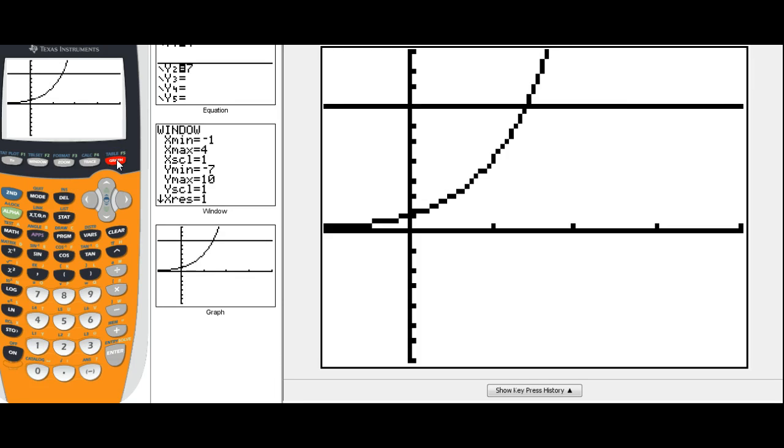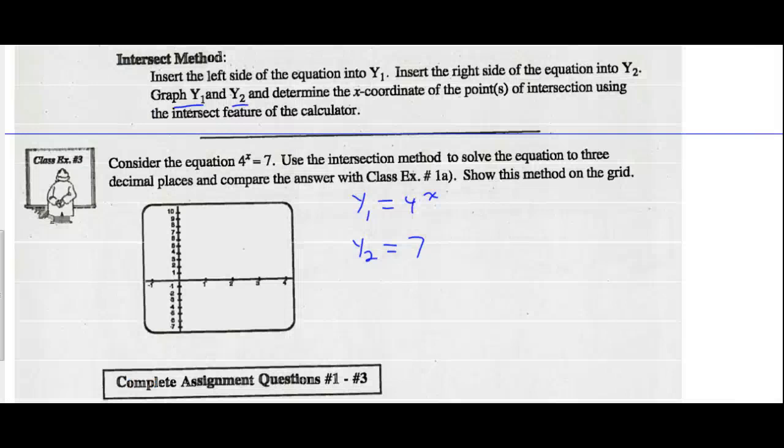All right, so let's redraw those in our notes. y1 is 4 to the exponent x. There's y1 equals 4 to the x. y2 is 7. We're looking for the point of intersection. So let's go find that in our graphing calculator. And that'll be the solution to this equation.